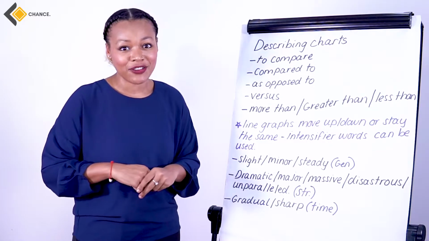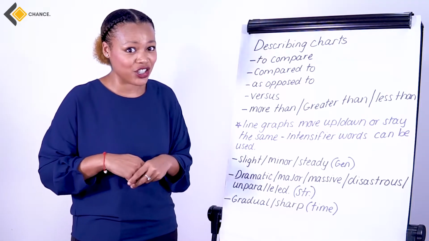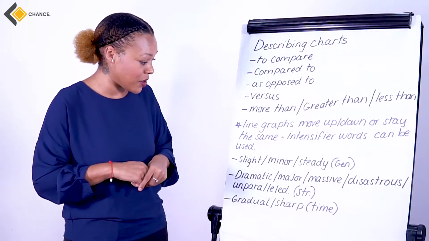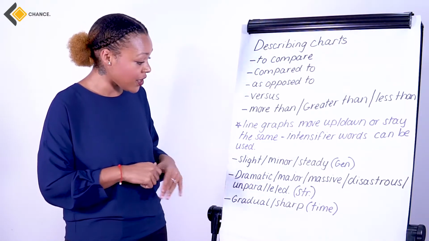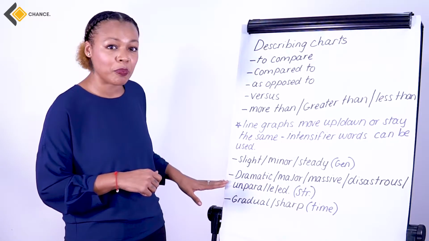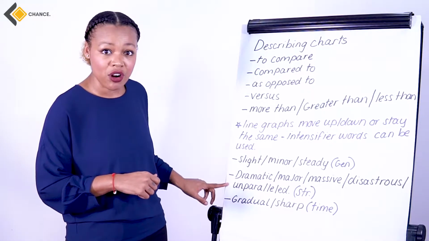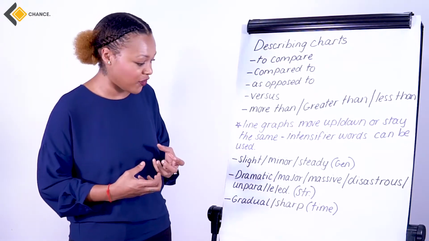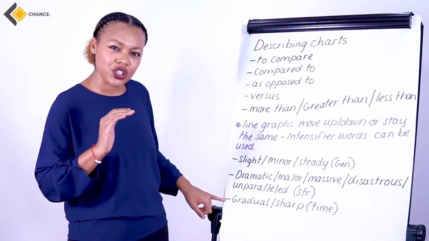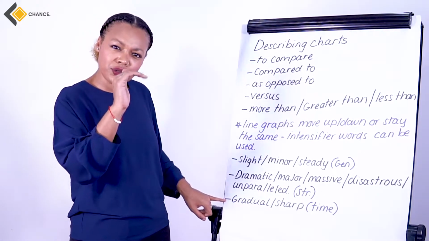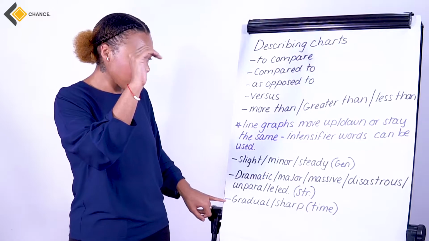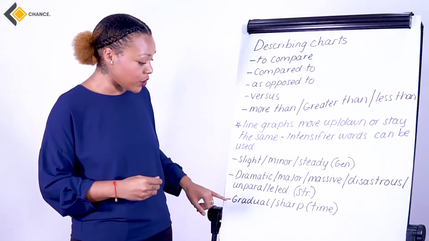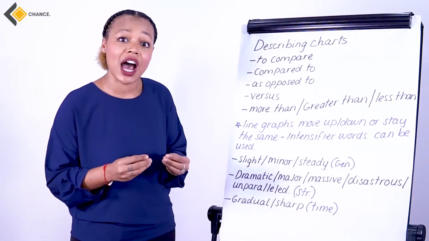Hopefully, you're not going to have to give presentations on disastrous facts and figures and numbers, but you never know. You could also say unparalleled. This is quite strong. This means you've not seen this before. It was gradual, so it kept on moving gradually. And then it was sharp. You will use these to talk about time.